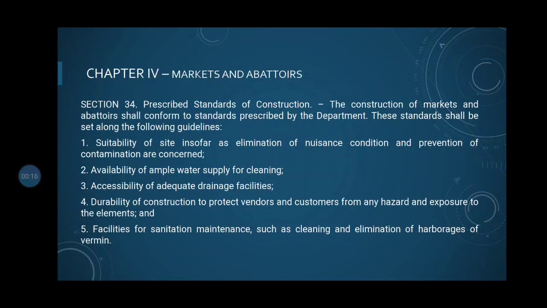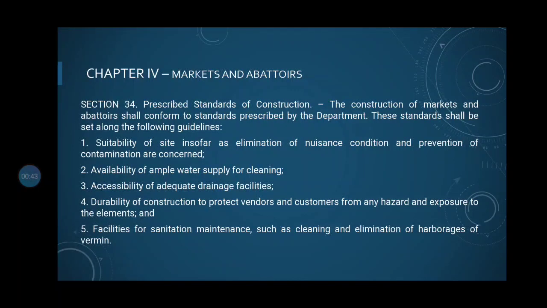Chapter 4, Markets and Abattoirs. In Section 34, Prescribed Standards of Construction. The construction of markets and abattoirs shall conform to standards prescribed by the department. These standards shall be set along the following guidelines.